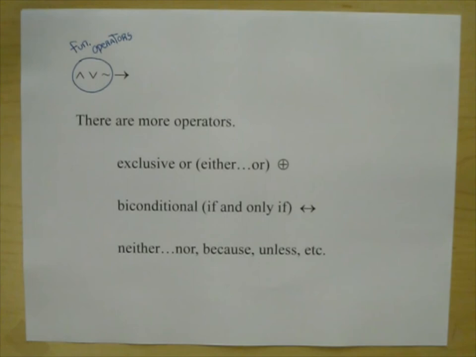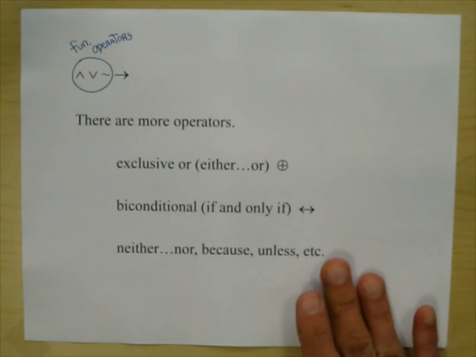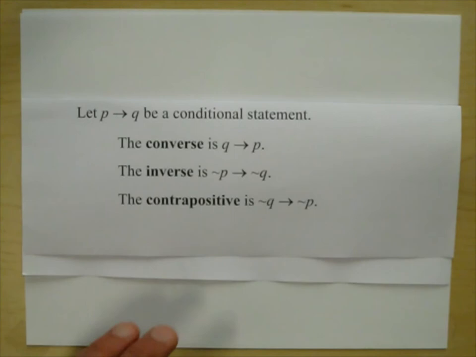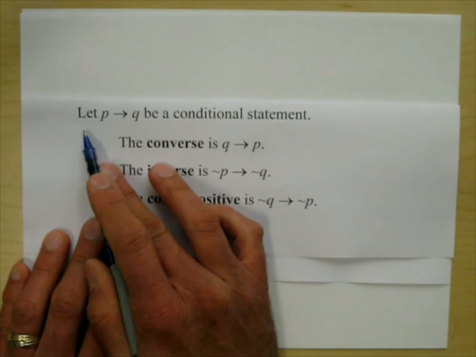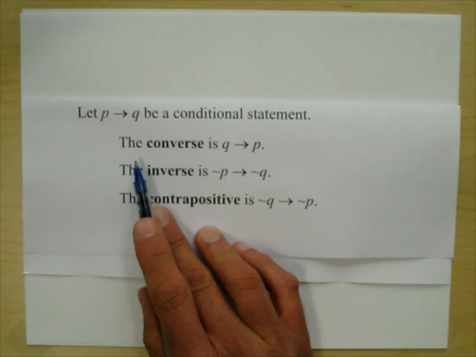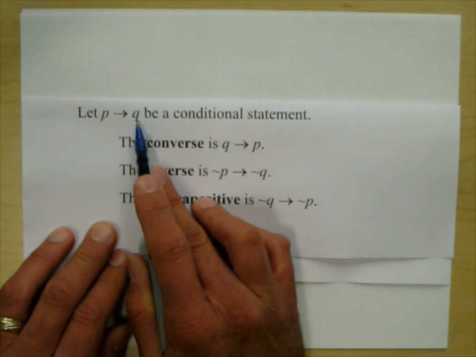Let's go ahead and show you the next one. Let if P then Q be a conditional statement. A lot of math people like to say this: let that happen. Okay, we have some definitions here. We're almost done with this section. The converse of this statement, if P then Q, is changing the hypothesis with the conclusion. So the converse is if Q then P.